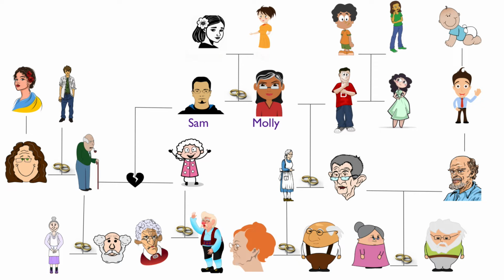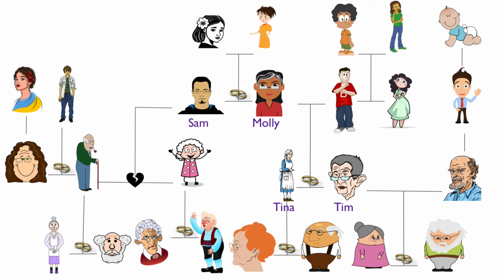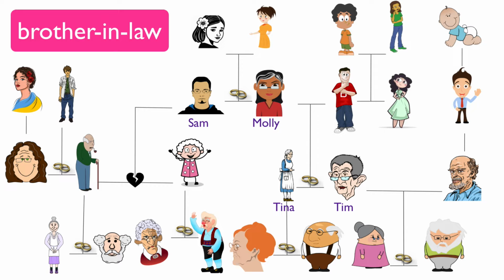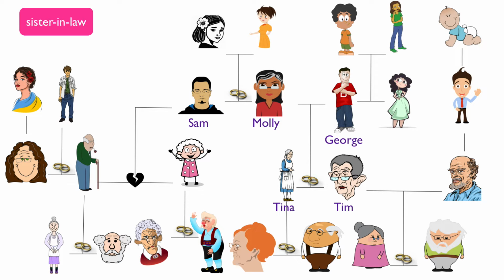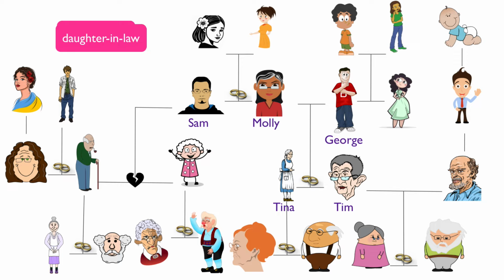Now I want you to imagine that you are Sam and you are going to be talking about the family of your wife, Molly. Molly's mother, Tina, would be your mother-in-law, and Molly's father, Tim, would be your father-in-law. We use this addition in-law to talk about a family through marriage. The same applies for brother-in-law, who would be George, sister-in-law, daughter-in-law, and son-in-law. And to talk about the whole family together, we can call them the in-laws.